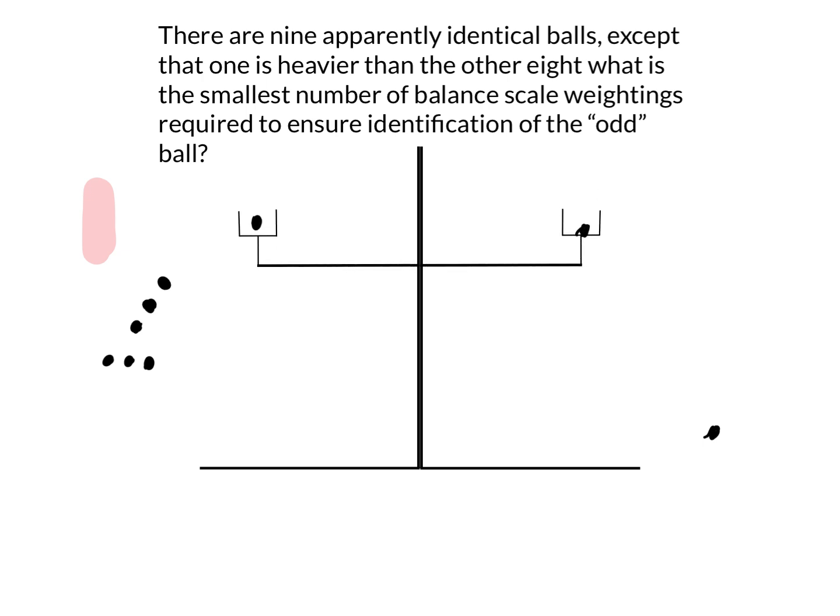Well, clearly we need one more weighing. Or do we? No, we don't. Because no matter if they're the same or not, we will know which one is heavier. If they're the same, then of course it's this one. So in total, we needed 2 weighings to figure that out. And that is the answer. We need at least, or the smallest number of, 2 weighings to find out the answer.